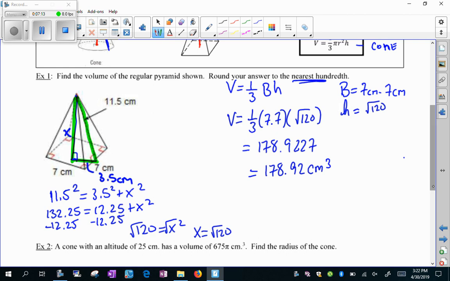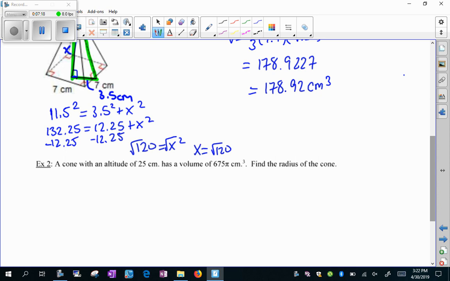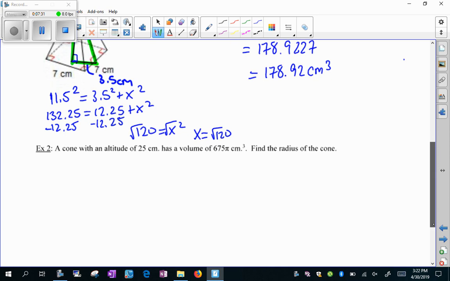All right, let's look at example number 2. Example number 2 says a cone with an altitude of 25 centimeters has a volume of 675 pi centimeters cubed. Find the radius of the cone. All right, so the first thing I'm going to do is write down the formula for the cone. So that's volume equals 1/3 pi times the radius squared times the height.